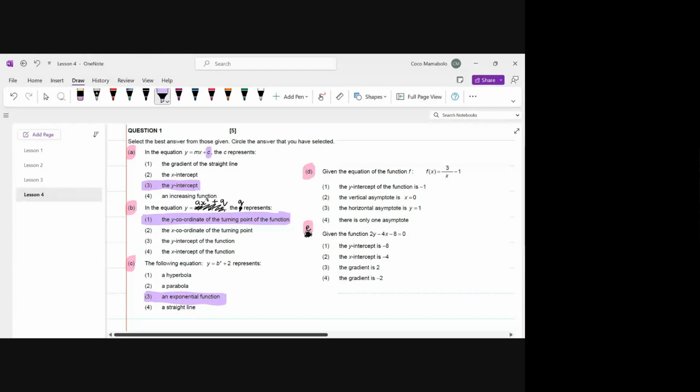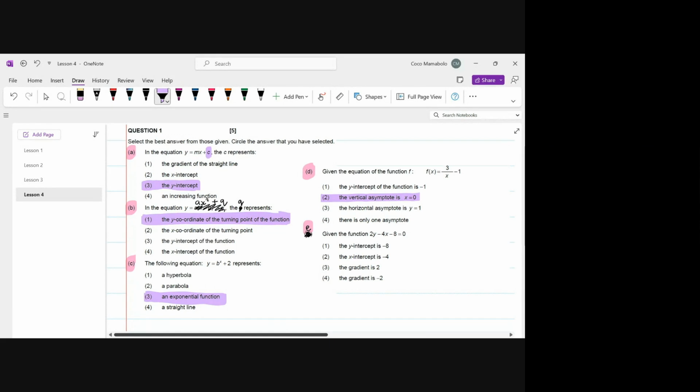All right. In D, it says here, we're given the equation of the function f of x is equal to 3 over x minus 1. It says here, the y-intercept of the function is -1. We don't even know that. We'd have to calculate that. And it's wrong. It's going to be 3. All right. It says here, the vertical asymptote is x is equal to 0. The horizontal asymptote y is equal to 1. There are no asymptotes. There's only one asymptote. Well, that's true. Oh, no, I'm lying. Why am I lying? There's not one asymptote. There are 2. There are always 2 asymptotes. So the correct answer we're looking for here is which value none of these can be. And we know that the vertical asymptote x cannot equal 0.